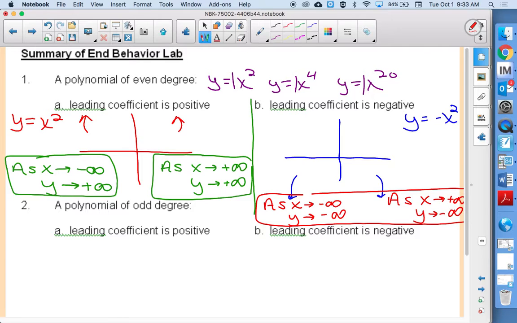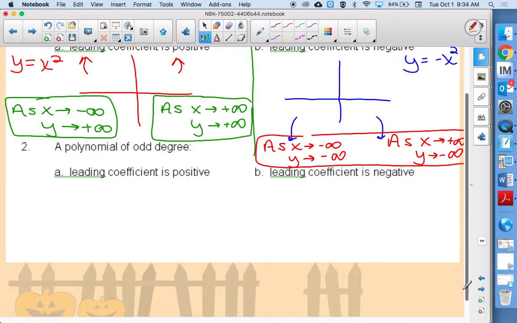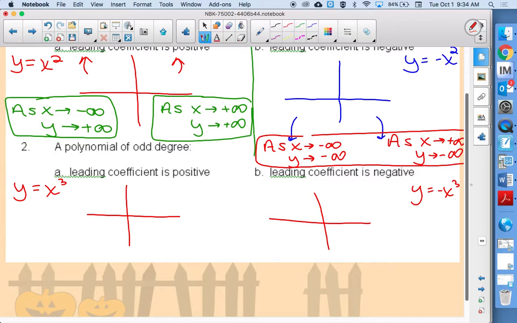So if you haven't already, looking at the odd degree, we could have x cubed versus negative x cubed. Just draw the end of the graph because we're worried about the end behavior. And then write a little statement to represent the end behavior of your graph. So a positive odd power versus a negative odd power. There can be a whole bunch of stuff going on on the inside, but we're looking at that end behavior.